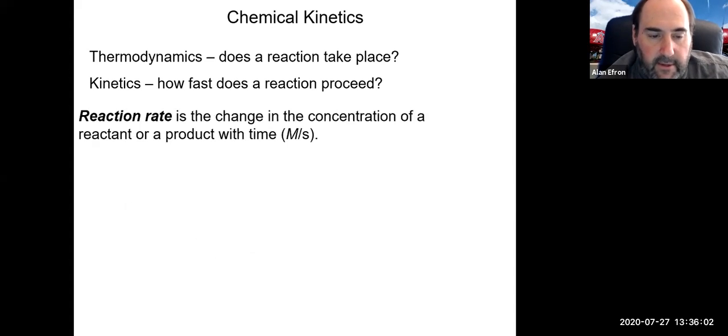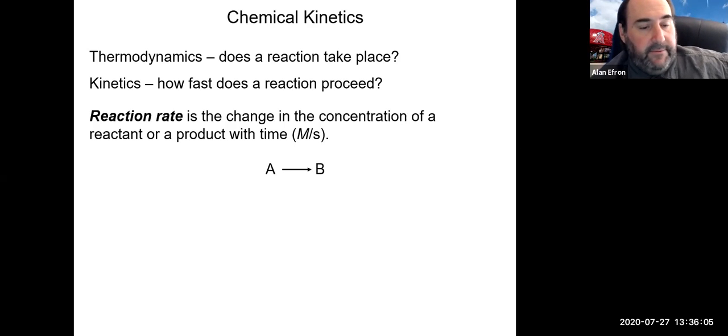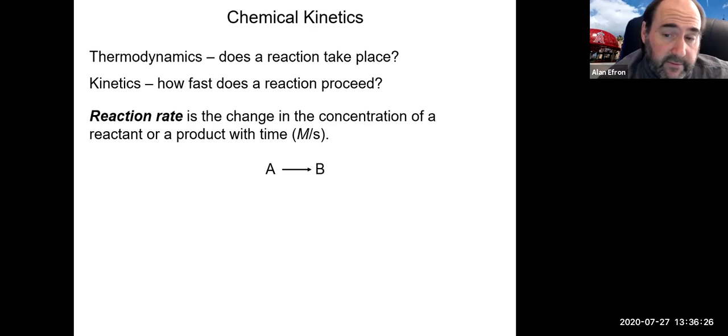A lot of what we talked about in some earlier chapters dealt with the idea of thermodynamics. And if you remember, what we were focusing on in that chapter was the idea of whether or not a reaction would take place. So a lot of what we talked about was whether the reaction was going to be spontaneous or non-spontaneous, or whether we would expect the reaction to proceed from reactants to products, or products to reactants, depending on which way it is. That's what thermodynamics deals with.